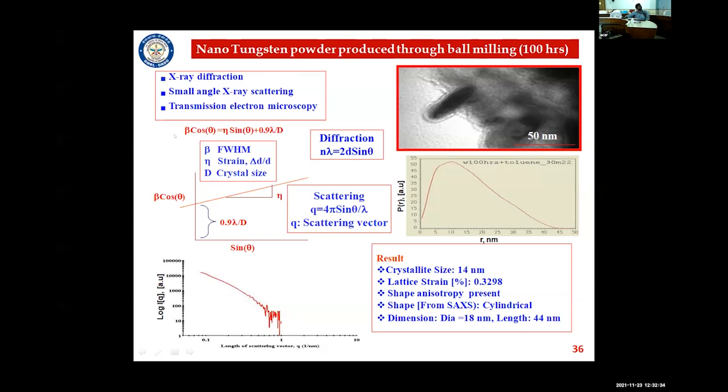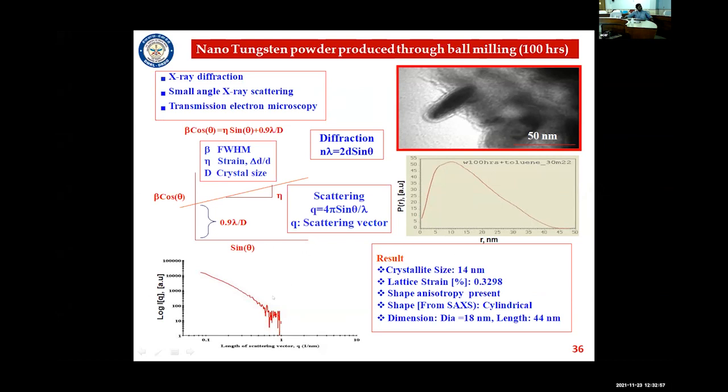Okay, so beta cos theta is on the y-axis, and this is the slope, and sin theta is on the x-axis. So this d is the crystallite size, actually from the X-ray diffraction, from the particles. I calculated the grain size, the crystallite size, to be around 14 nanometers, and a lattice strain of 0.32% is present.